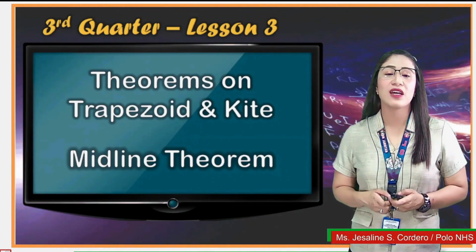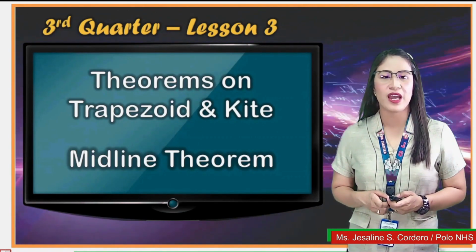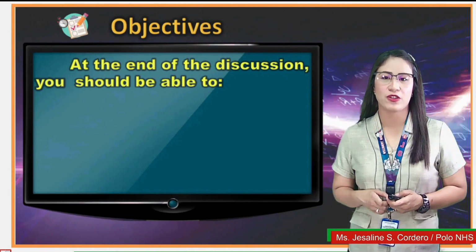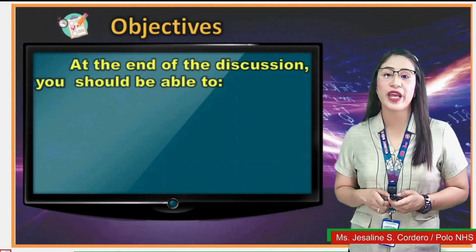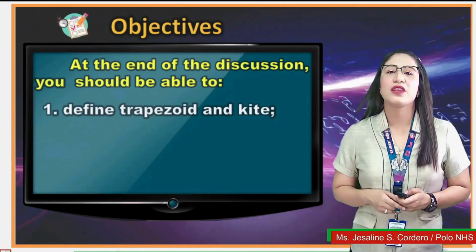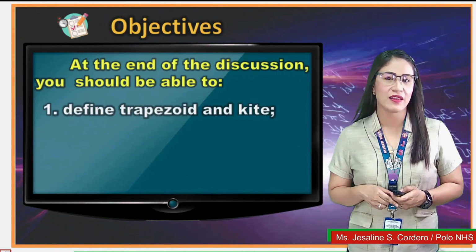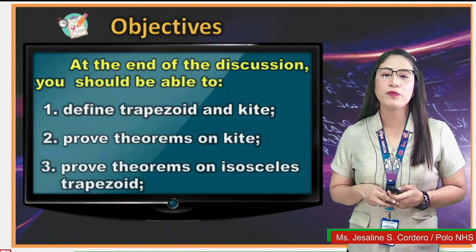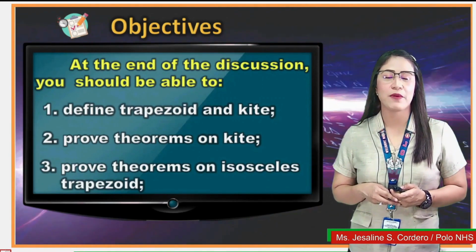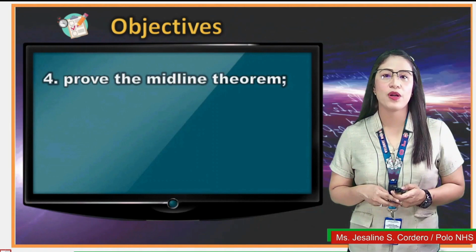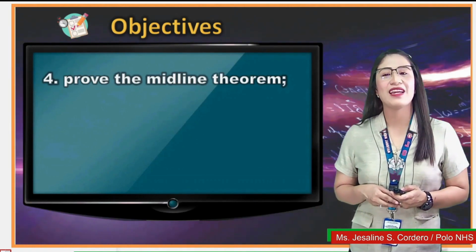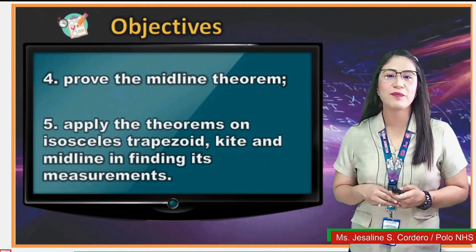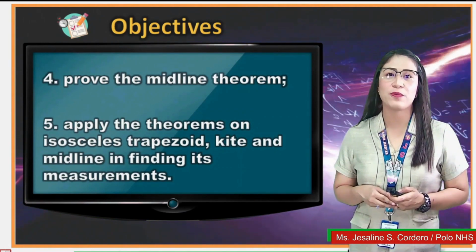Today, we will discuss the theorems on Kite and Trapezoid and the Midline Theorem. Let me present to you our objectives for this session. At the end of the discussion, you should be able to: number 1, define trapezoid and kite. Number 2, prove theorems on kite. Number 3, prove theorems on isosceles trapezoid. Number 4, prove the midline theorem. And lastly, apply the theorems on isosceles trapezoid, kite, and midline in finding its measurements.